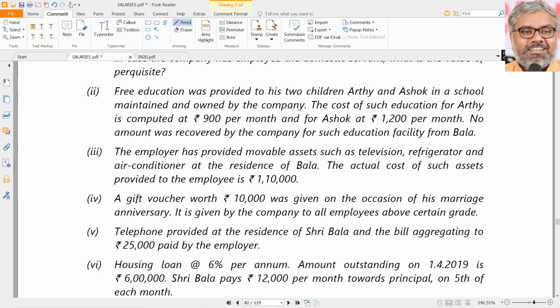The cost of such education for Aarti is computed at 900 rupees per month, which means it is not taxable since it did not exceed 1000 rupees per month. For Ashok, it is 1200 rupees per month. So here, no amount was recovered by the company for such education facility from Bala. The case of Aarti is very clear. Nothing is taxable because the value of perquisite towards her education is less than 1000 rupees per month.